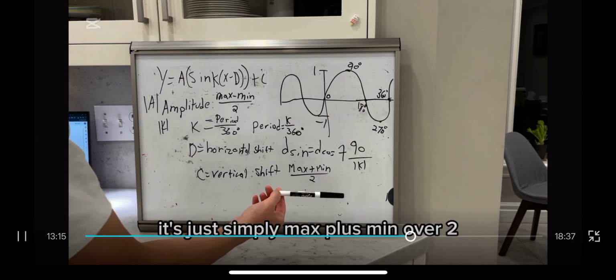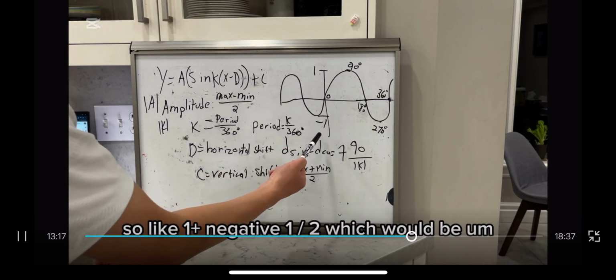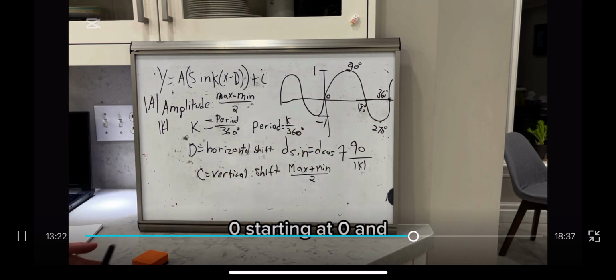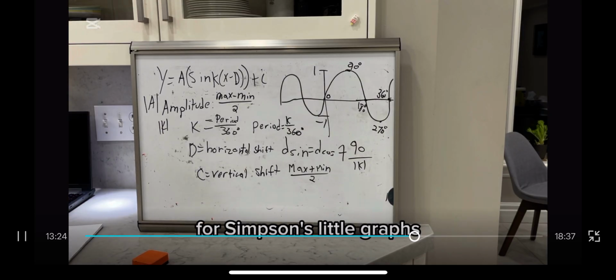And then as for the vertical shift, it's just simply max plus min over 2. So like 1 plus -1 divided by 2, which would be 0, starting at 0. And that would be your transformations for sinusoidal graphs.